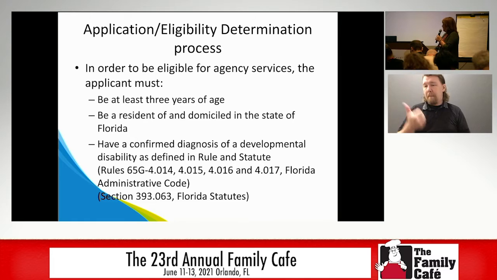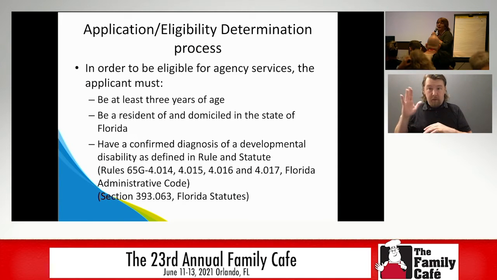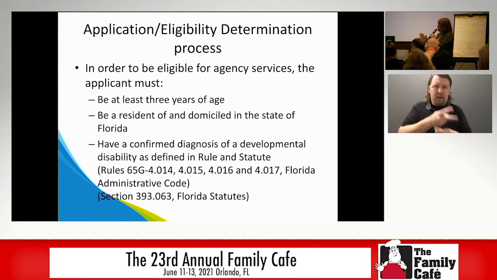These are some requirements in order to be eligible for agency services. Even before we start looking at whether or not you have a confirmed diagnosis of a developmental disability, we have to find out if the applicant is at least 3 years of age. And the reason for that is because children from birth to 3 are served by a different agency. They're served by the Department of Health, by the Early Steps program. By the time they turn 3, then that's when APD can or may begin providing some services.